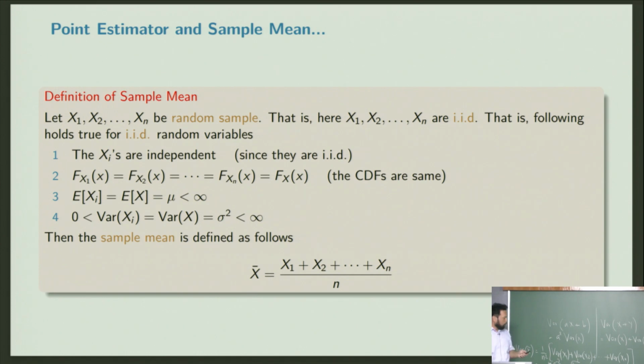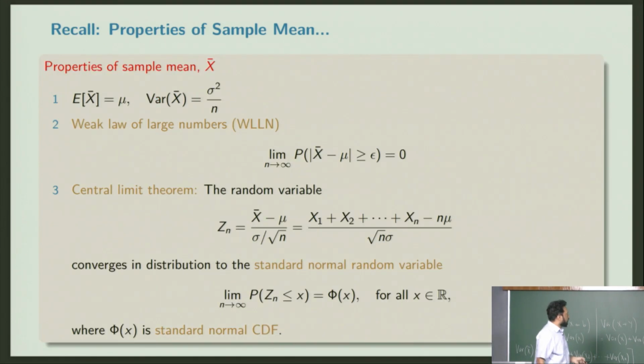These are simple things. We have sigma square by n. So the variance of a sample mean is not necessarily the original variance, but it's scaled by n. And next, the weak law of large numbers.